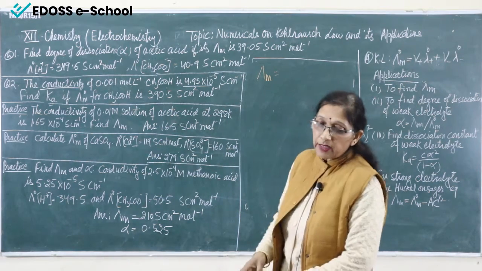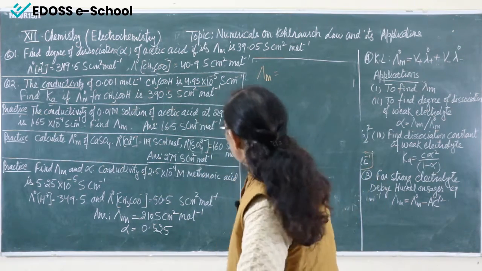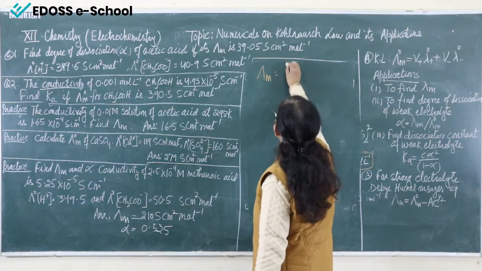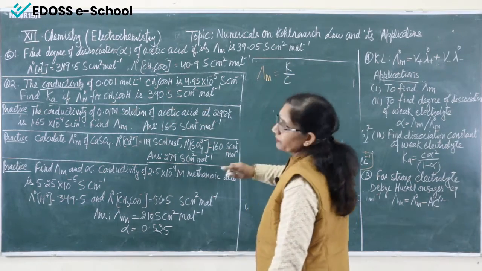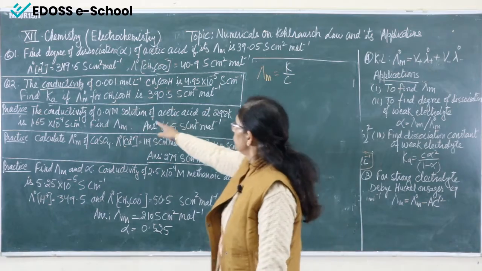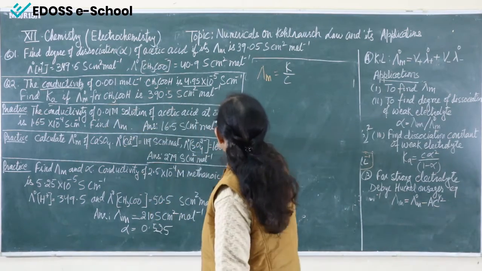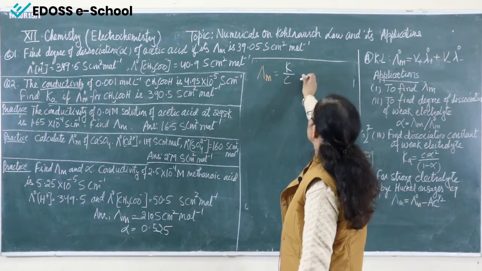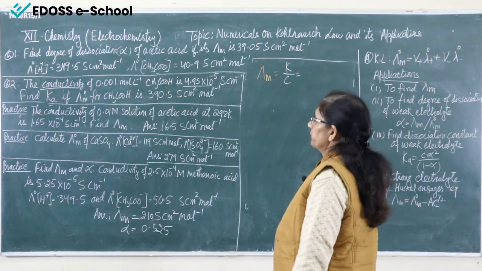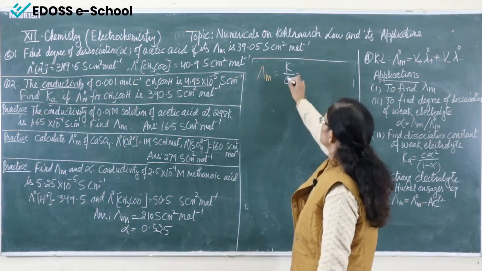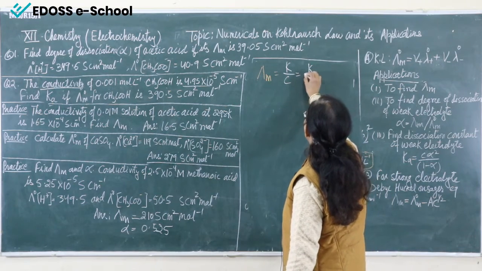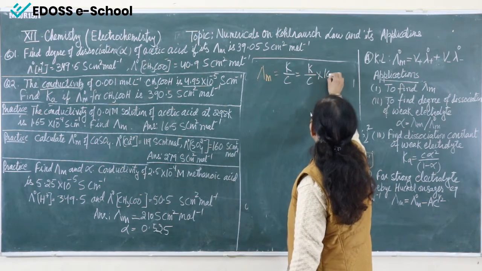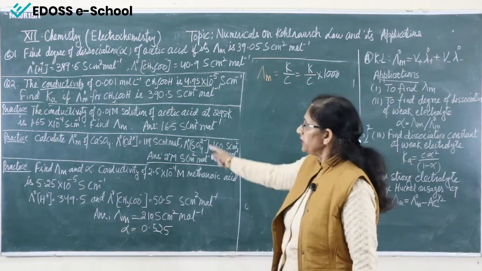So we know that lambda m is equal to K upon C. Okay, now C is given to you here, and conductivity K is also given. So in this question there is nothing else you have to do, only multiply by the concentration. You can apply this formula also, K upon C into 1000. So this is a very easy question.